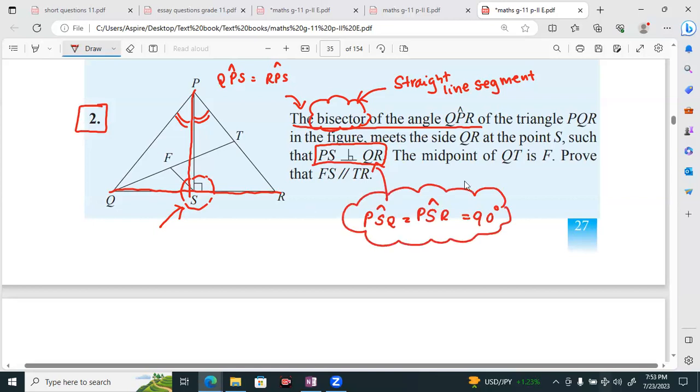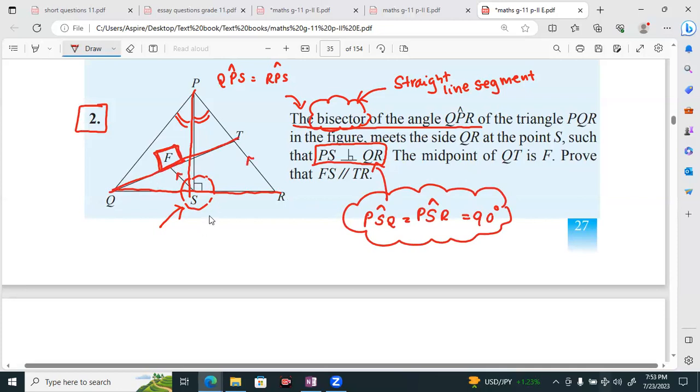And it is given that the midpoint of QT is F. The midpoint of QT is equal to F. Prove that FS and PT are parallel to each other.